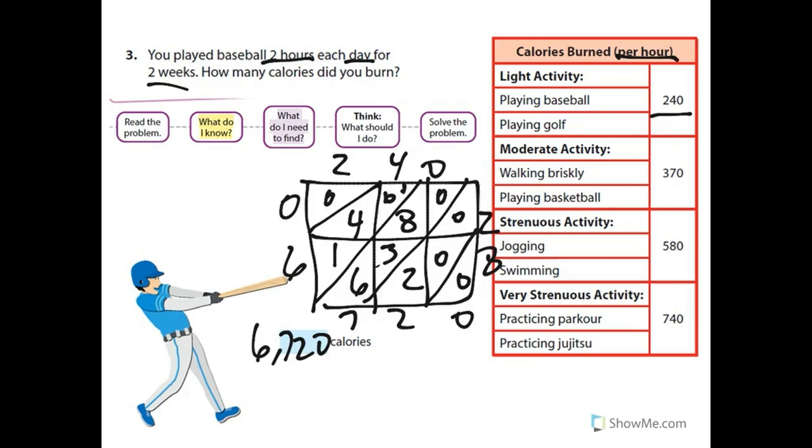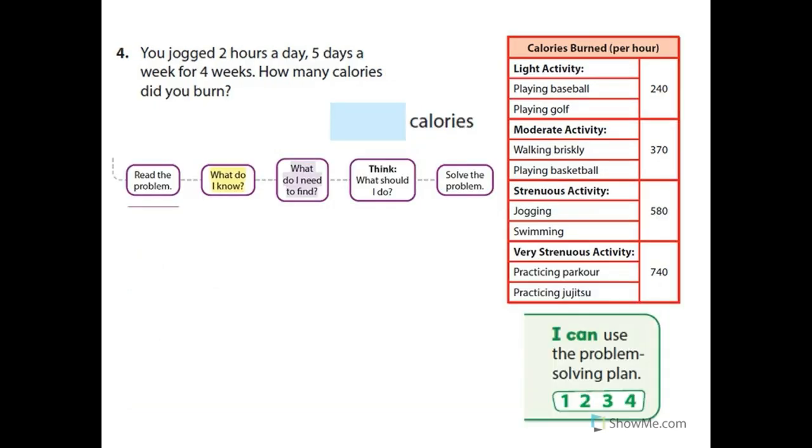Alrighty, let's go on to number 4. And again, you're using that table. Read it, do the problem-solving method, and then solve the problem. All right, so you jogged 2 hours a day, 5 days a week for 4 weeks. How many calories did you burn? My goodness. Okay, 2 hours a day.